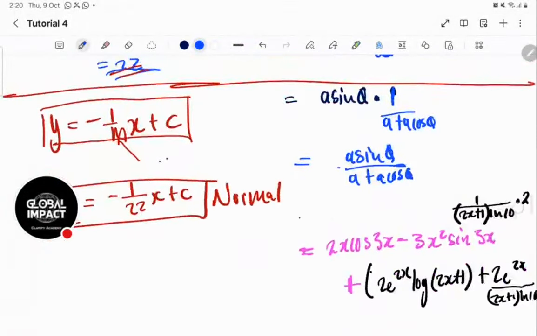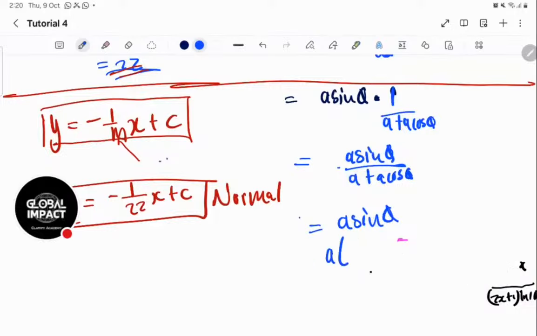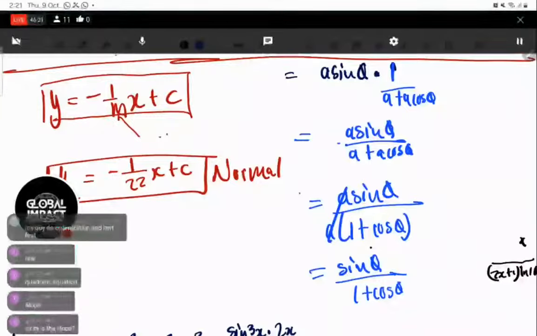You factor out a in the denominator. You don't just cancel like that. So you have a sin θ over a, open brackets, 1 plus cos θ, because you factor out a. Here you cancel the a's and you get sin θ over 1 plus cos θ. Don't separate this, leave it like that.